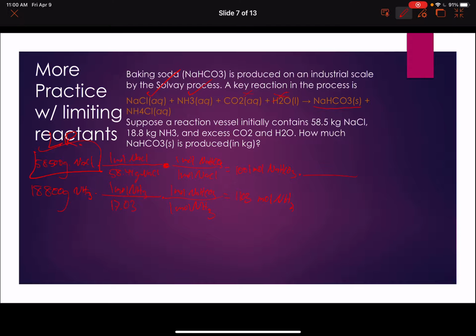So we need to change this into grams. Let's see the periodic table for NaHCO3. Perfect. So that's, oh, that's right, 84 grams per 1 mole. Awesome. I swapped those, my bad. Perfect. And 84,085 grams is going to be 84 kilograms of that. And that is our answer.